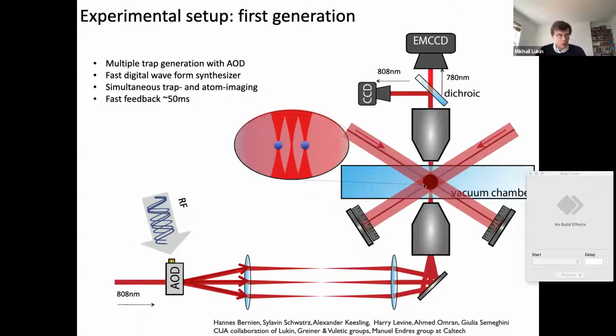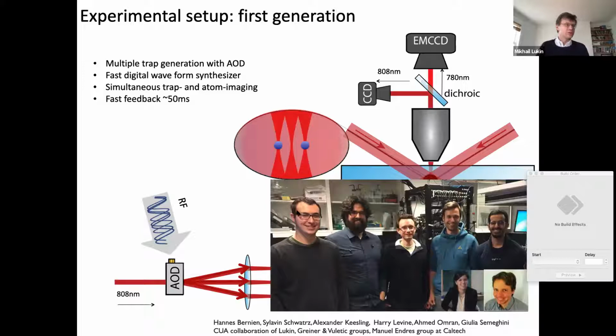And we have a second objective to take a picture of these atoms and to activate this feedback system. If we want to remove one trap, we just remove one tone. If we want to shift the trap, we just chirp the frequency of the given tone. And that's actually the first generation of students and postdocs who built the system. Some of them still are in my lab, but many of them have gone on now to start their own groups around the world.